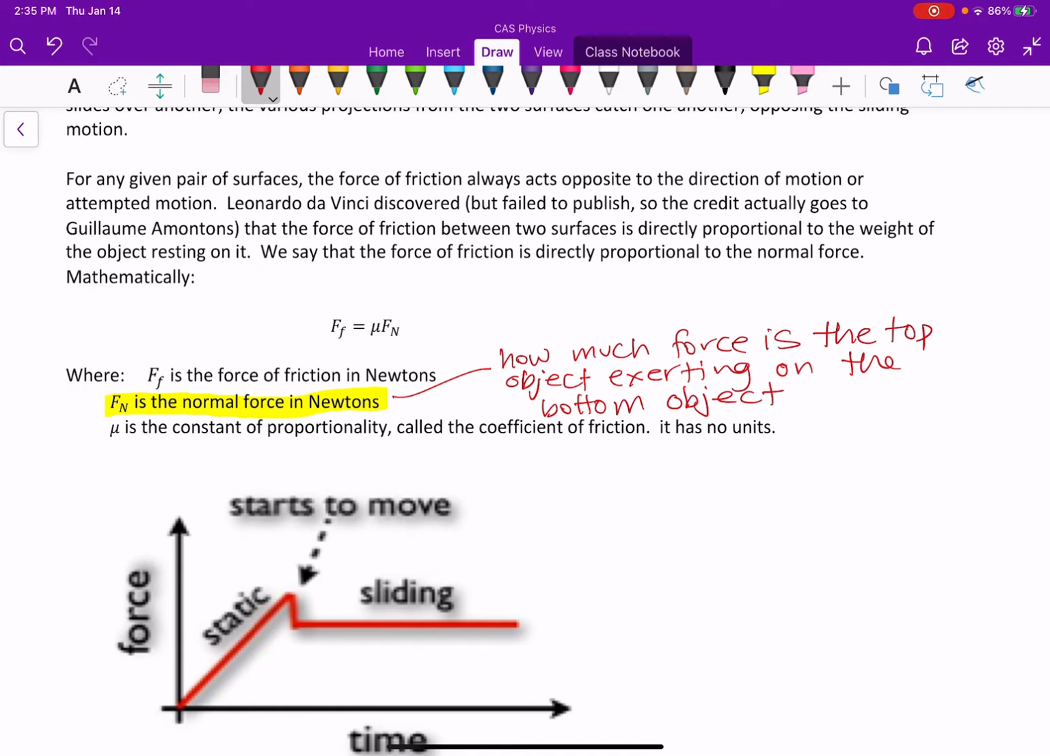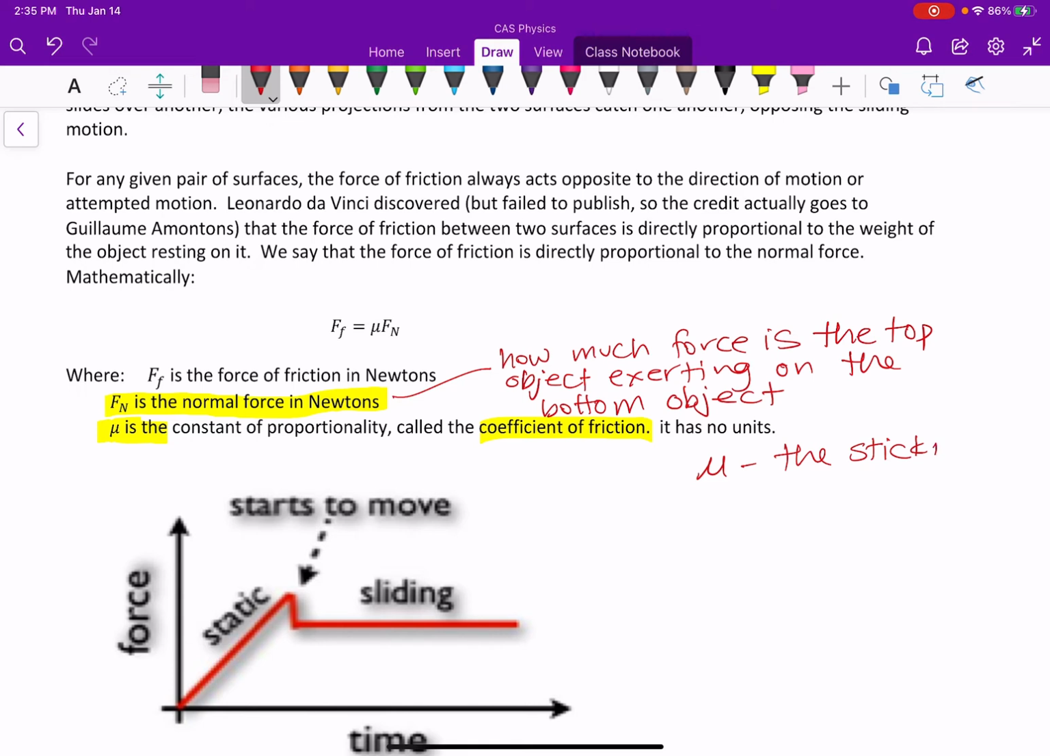All right, and then the other factor that affects the friction is going to be the coefficient mu, which is called the coefficient of friction. Okay, and it has no units. So once again, mu is a constant of proportionality. And what it is, is how sticky two surfaces are relative to each other. So it's the stickiness.